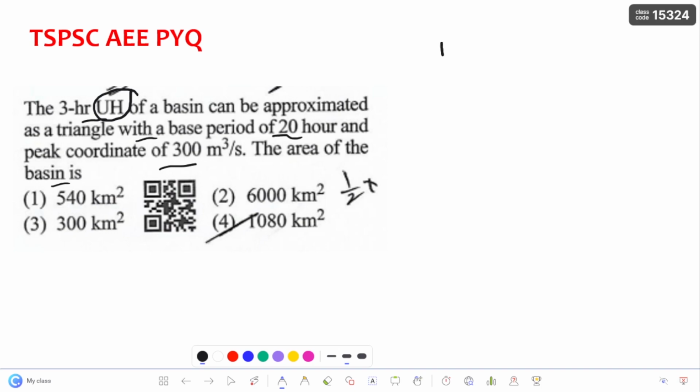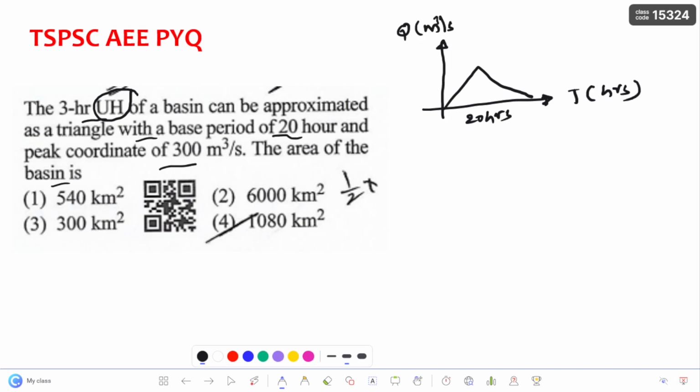Now let us draw the graph. You can solve directly, but for explanation I am drawing the graph. It is given as 20 hours. This is the base period. Here is T, which is in hours, and Q, which is discharge in meter cube per second, and the peak coordinate is given as 300.